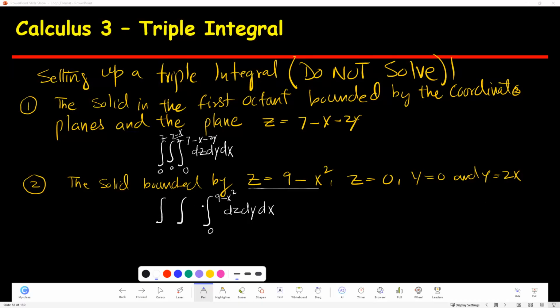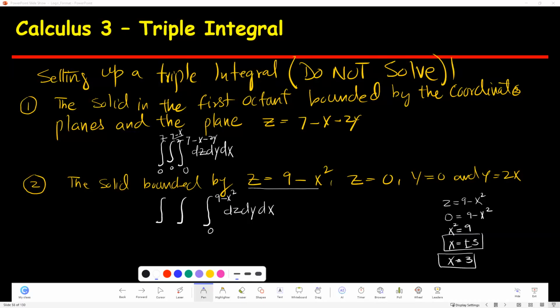The second part, when I say 0 equals 9 minus x squared, I need to find the value of x, by the way. I'm going to substitute the value 0 for z in 9 minus x squared. So x squared equals 9 and x equals plus or minus 3. So x equals 3 only, okay? Because I don't use a negative value for the volume.